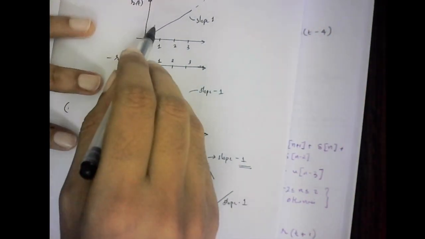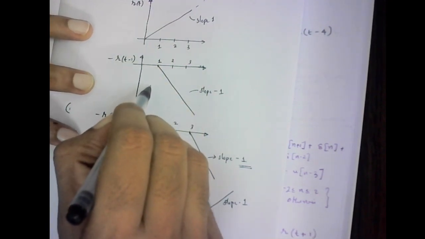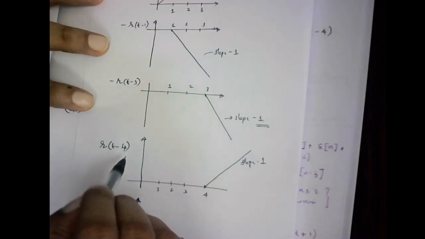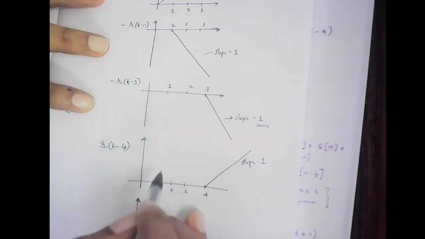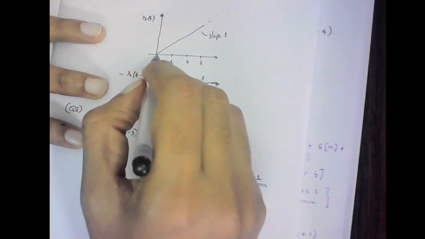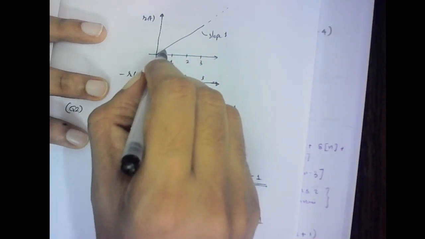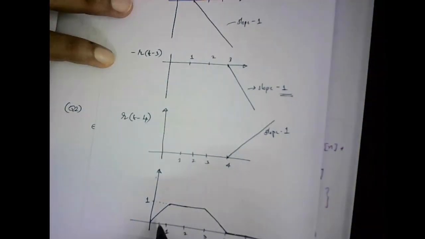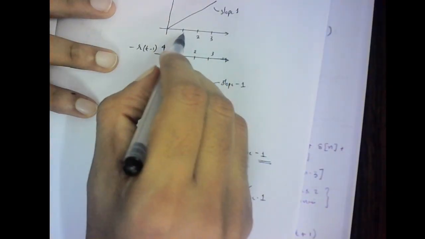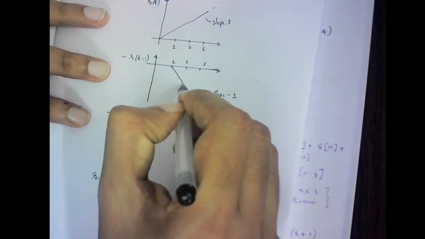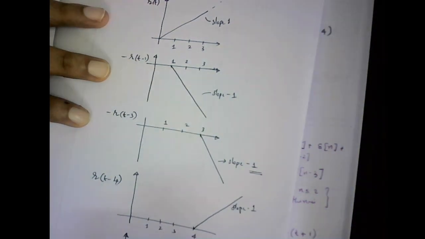So this is r of t, this is minus r of t minus 1, this is minus r of t minus 3, this is r of t minus 4, which we need to add. For each time block you find the slope. For the first time block the slope is 1, so that is why the result has slope 1. For the second time block, from 1 to 2, the net slope is, here it is 1, here it is minus 1. So the net slope is 0, and it continues for the third block as well.